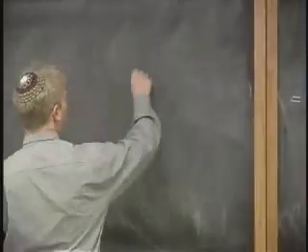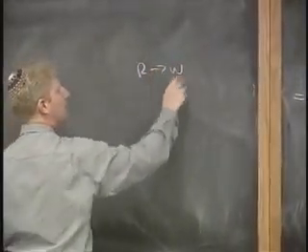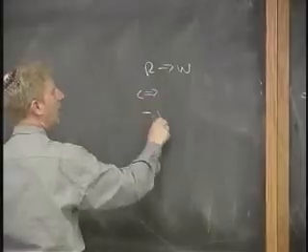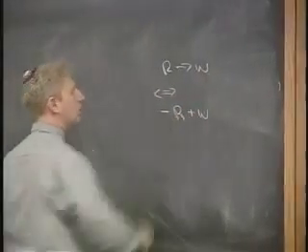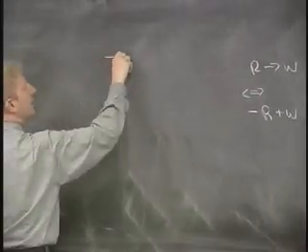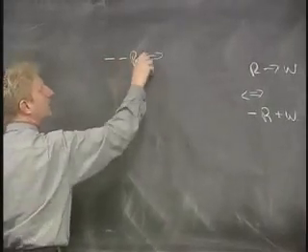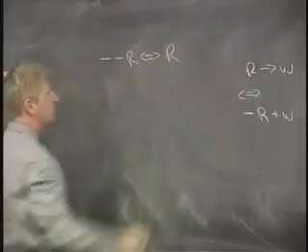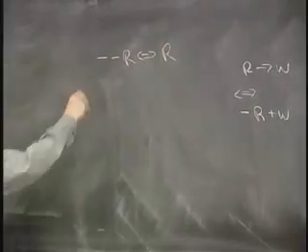Here's one that we've already done. R implies W is equivalent to not R or W. That's worth knowing. Here are some more basic ones. Not not R. What's that equivalent to? R. All right, so just what you'd think.